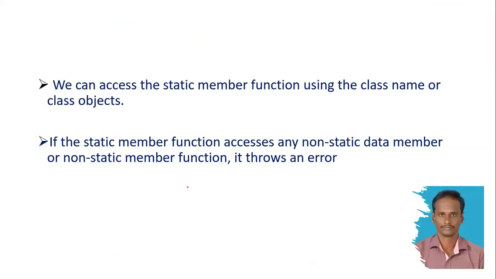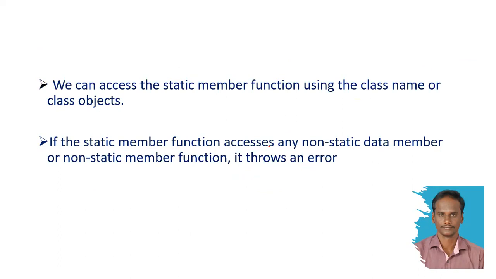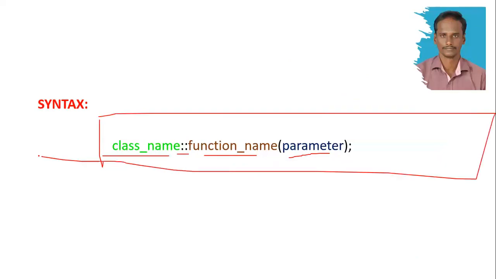Once again, I'm repeating the rules. You just follow, right? Static member functions are special member functions. They are used to access the static data members or other static member functions. It means that it will not allow any non-static members, whether it is a data member or a member function, right? Also, the static member function must be declared or defined using the static keyword, and it shares a single copy of the member function with any number of objects, right? And it uses the class name or class object for calling the function. The syntax for calling the function is this one, right? I hope you understood about the static member function and how it executes.